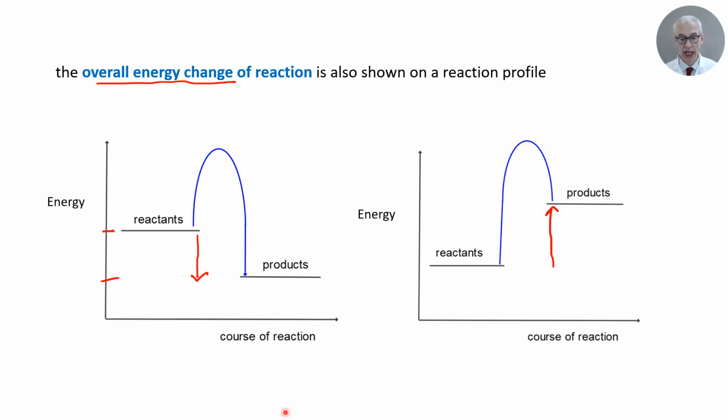Notice here we had a downwardly pointing arrow. The energy of the chemicals decreases. Chemical energy decreases, so we have an arrow pointing down. Here for an endothermic change, the chemical energy of the products is greater than the reactants, so it's increasing, so we have an upwardly pointing arrow to indicate the overall energy change of reaction.